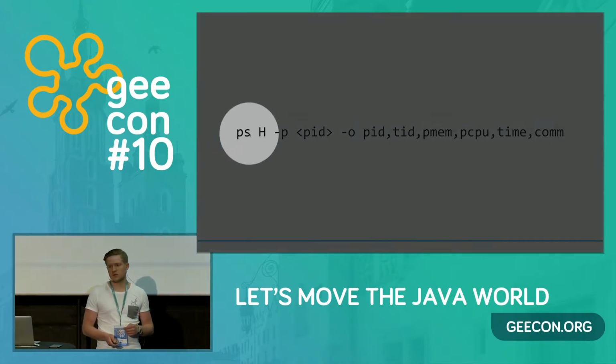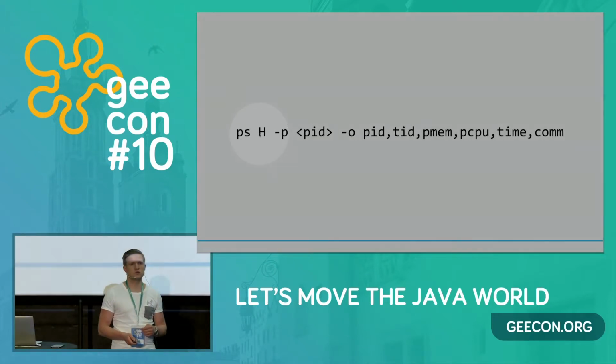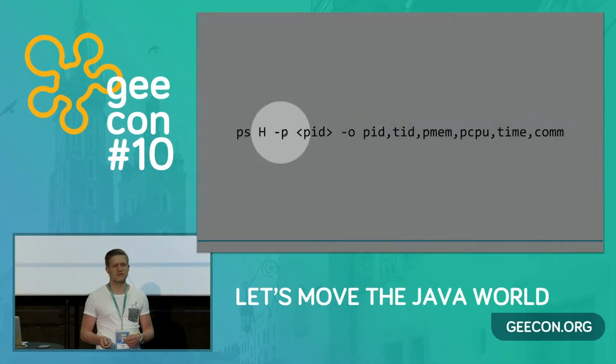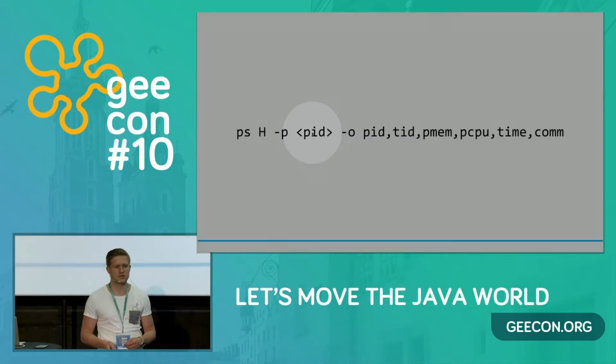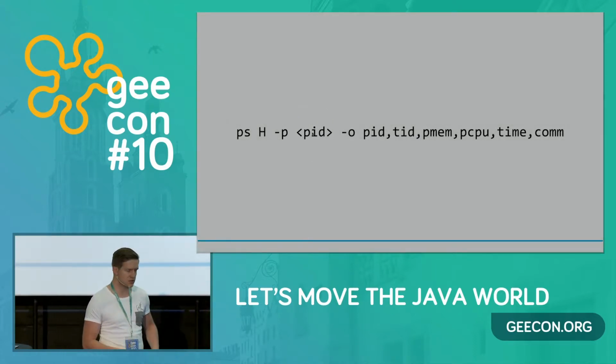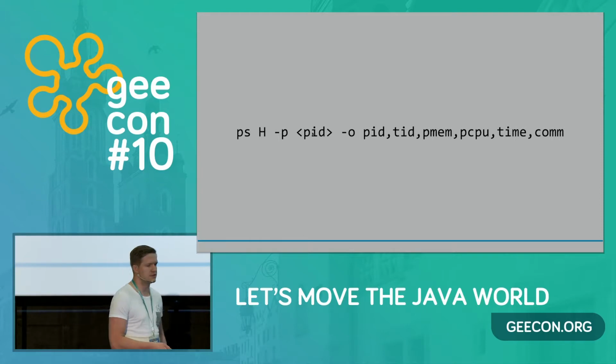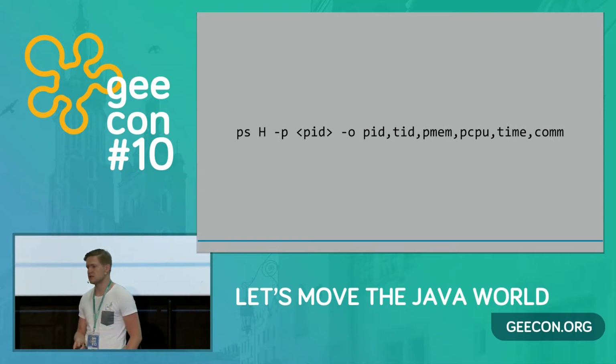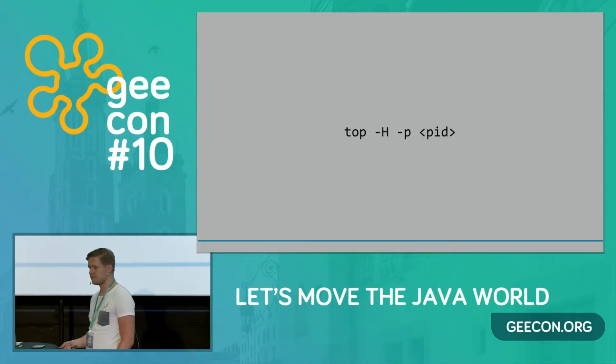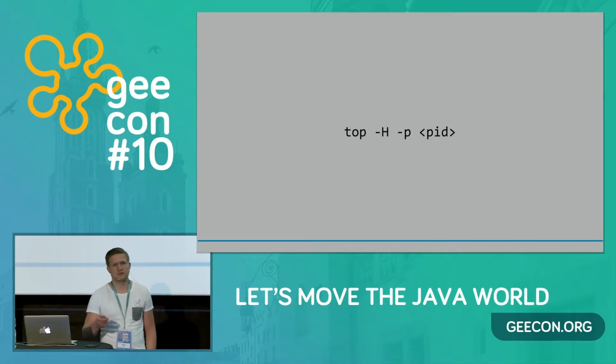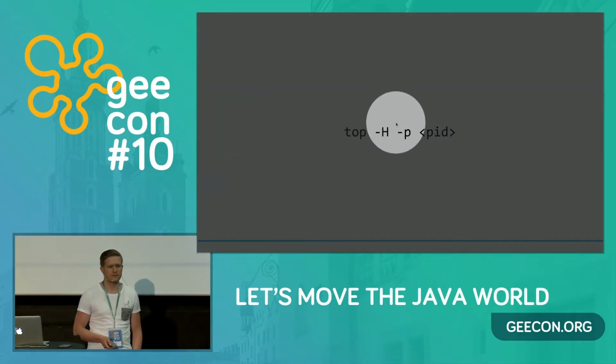This is what the H flag does. If we run ps with the H flag and give the process ID of this process, we will be able to observe every thread from this application. It doesn't matter if it's Java or not. We can also do the same with top. Once again, the H flag.